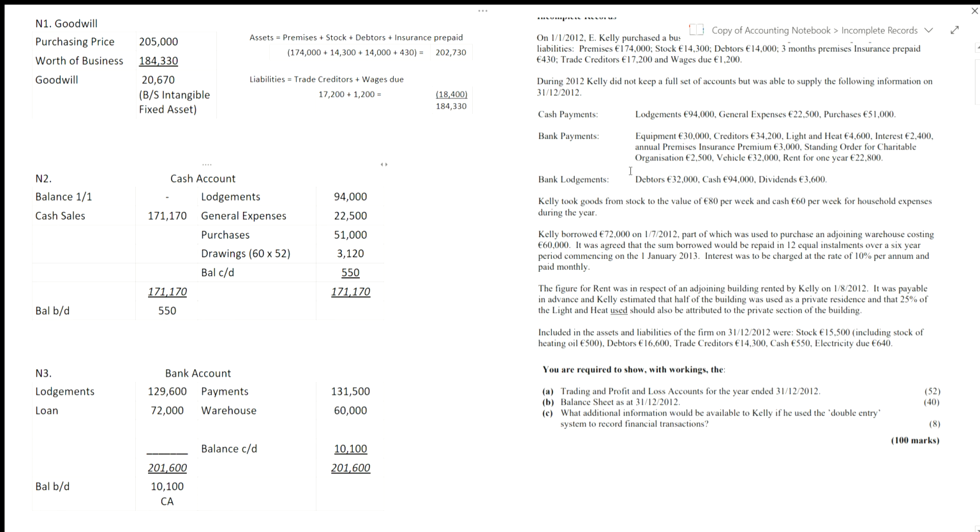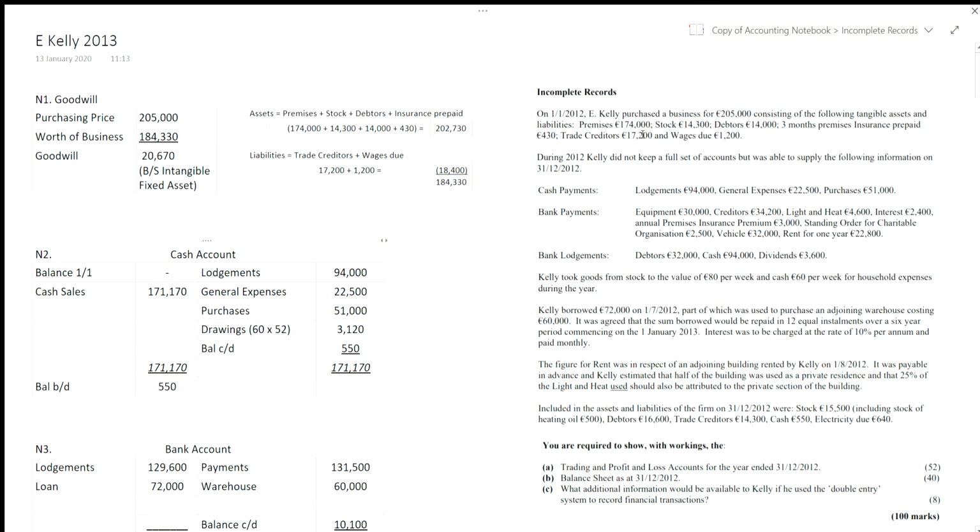All I've done for bank: add up total payments, put it in here. Add up total lodgements, put it in here. And then we look at this here, we found that they borrowed 72,000, which means your bank account goes up by 72 grand at that moment in time. And then we bought a warehouse for 60,000. Add up the balance on both sides, and we see here that there was a balance carried down as the missing figure of 10,100, which means at the end of the year they had cash of 10,100. That's the start of a higher level question. It's for E. Kelly from 2012 or 13.